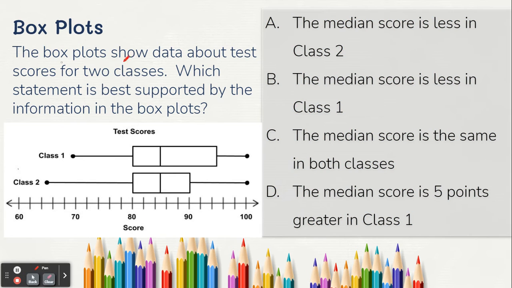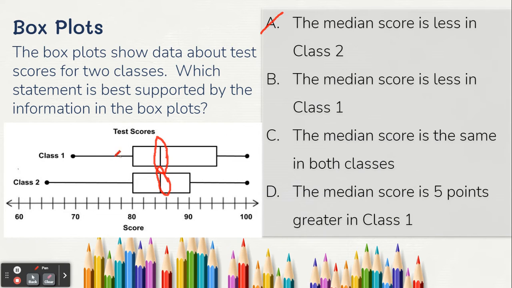Okay, so the box plot shows data about test scores for two classes. Which statement is best supported by the information in the box plots? Okay, so these are both of them. So we want to go through. The median score is less in class 2. So the median is the line that's in the middle of the box. And if the median score is less in class 2, that would mean the line would be lower down than in class 1. But these are equal, so I know it's not that one.